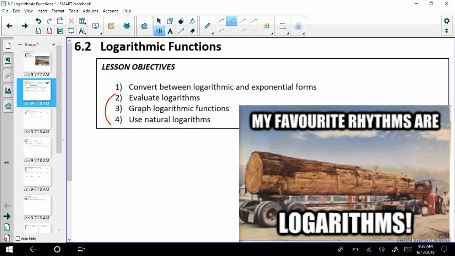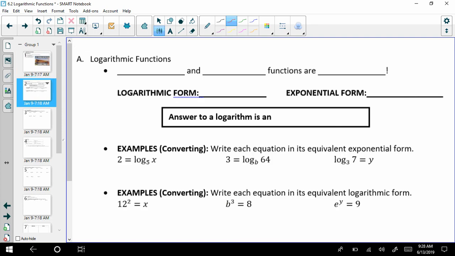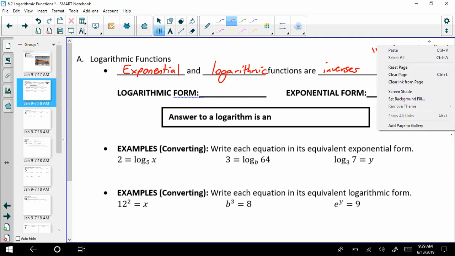So, what are these things? Well, before we look at what logarithmic functions are, I want to stress again what I just brought up. Exponential and logarithmic functions are inverses of each other. And what I mean by that is you can think of it as they undo each other, or they cancel each other out.